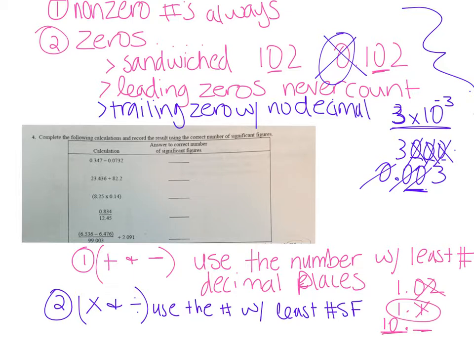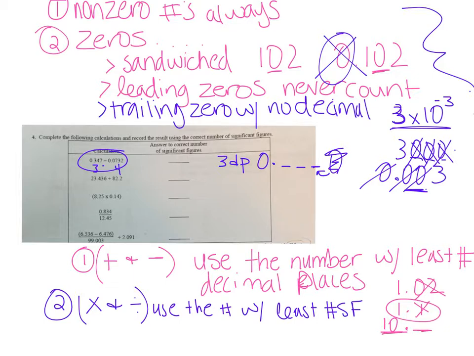So this first one, we have a subtraction. So we're going to follow this first rule. We're going to look at the number of decimal places. 0.347 has 3. 0.0732 has 4. You're only going to be able to have 3 decimal places. So when you do your calculation and type it into the calculator, make sure you round to 3 decimal places. So you should have something like 0. and you're going to have 1, 2, and 3. So this will be the number to round, depending on that guy.